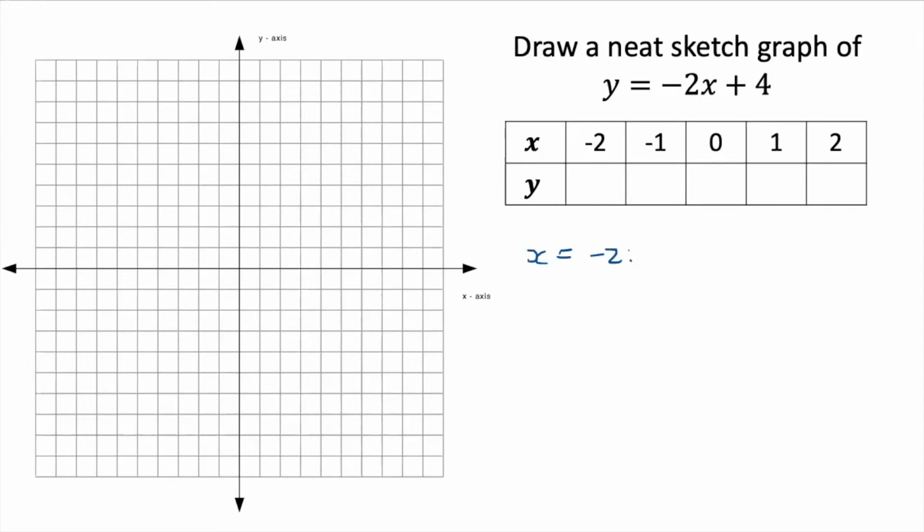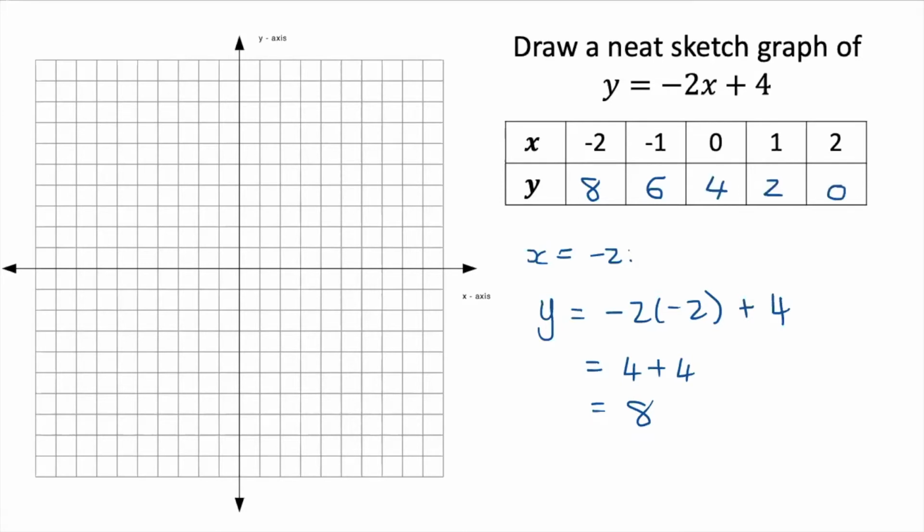So we would say where x is equal to negative 2, let's write down our equation, and everywhere we see an x, we're going to replace it with a minus 2, and I'm going to use brackets because brackets are my friends. From there, I'm going to simplify, and I'm going to get that y is equal to 8 whenever x is equal to minus 2. And I'll do the same sort of thing when x is equal to negative 1, and I'll see that it's 6, and so on and so forth.